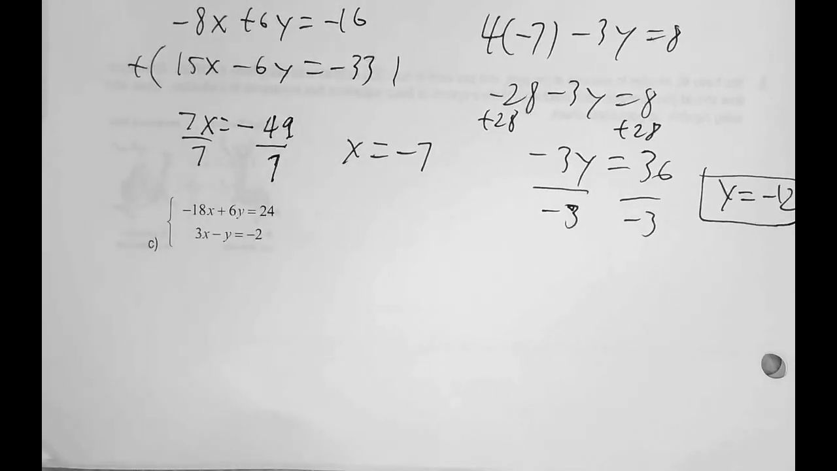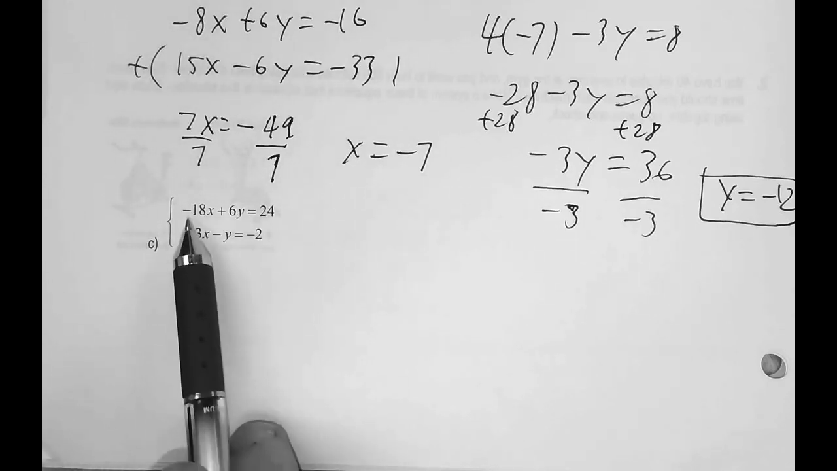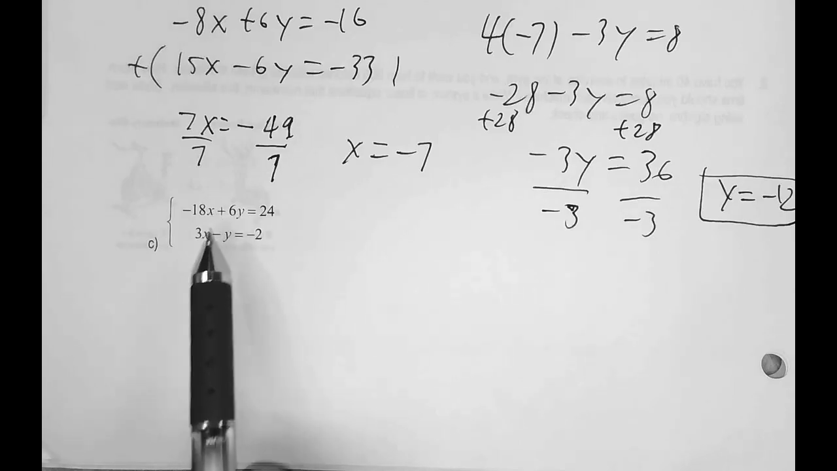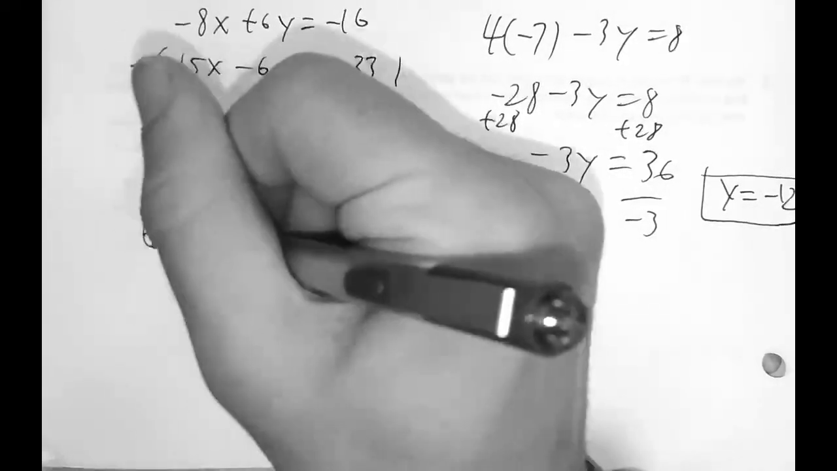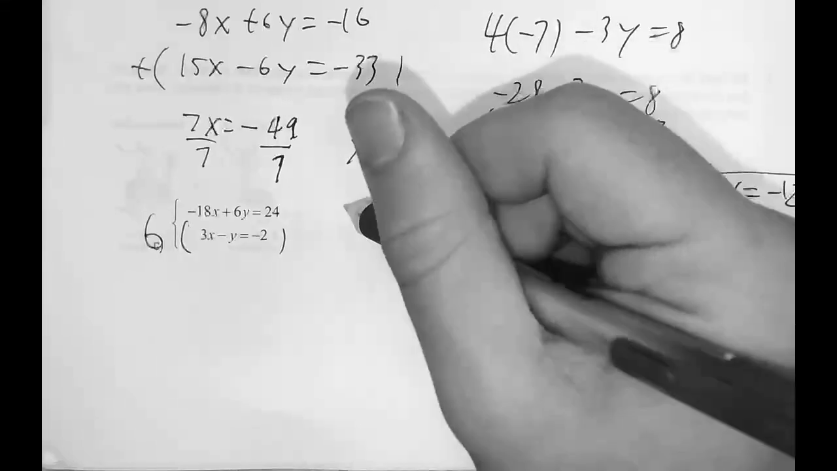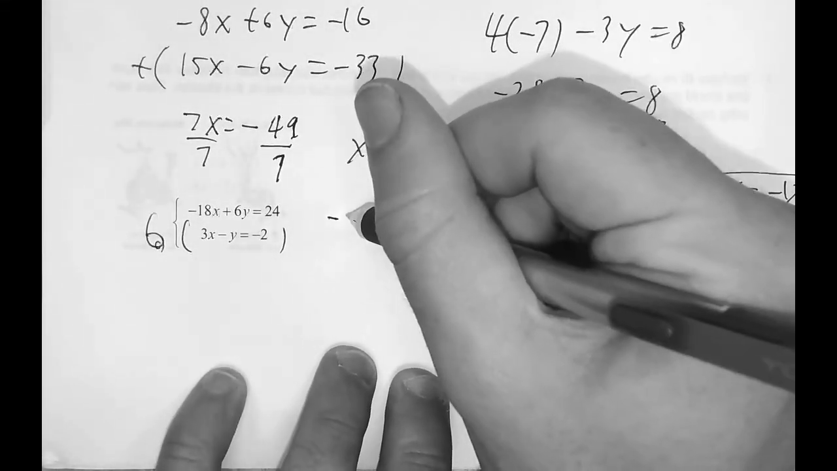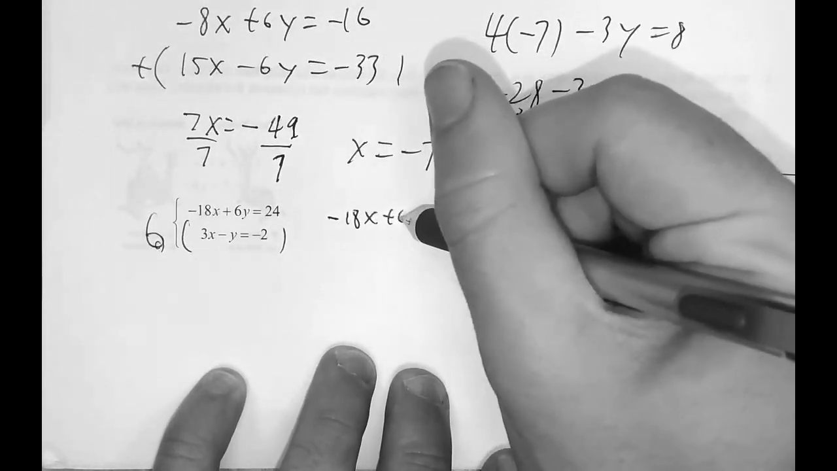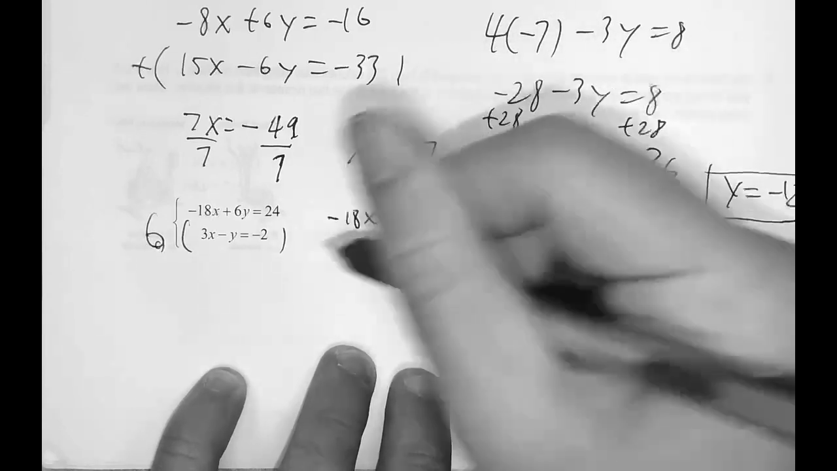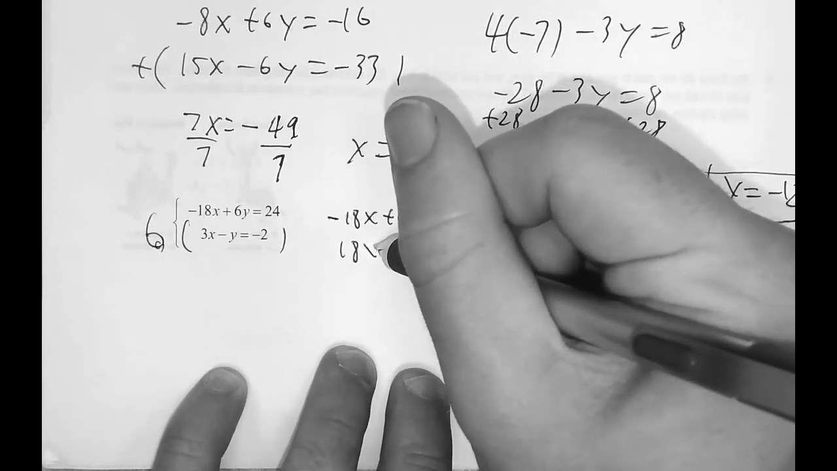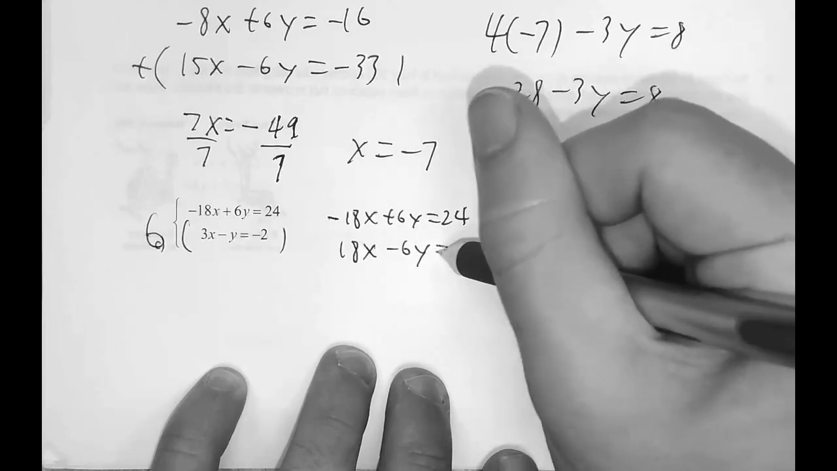Negative 18x plus 6y equals 24, or 3x minus y equals negative 2. Okay. Right now they don't match. But if I multiply this bottom one by 6, I could get them to be opposites of each other. So I'm going to multiply the bottom one all by 6. So let me write them out again. I'm going to get negative 18x plus 6y equals 24. No change there. The bottom, 18x minus 6y equals negative 12.